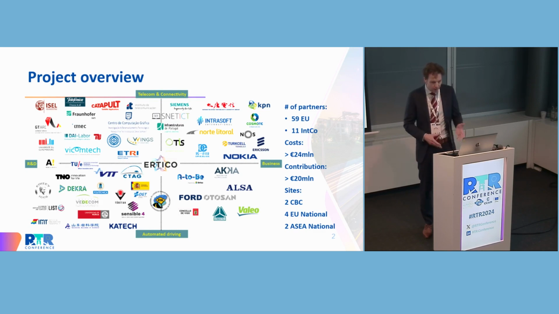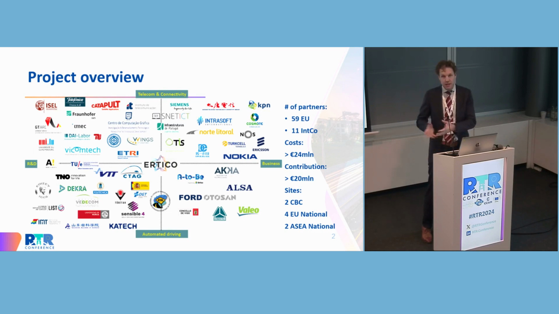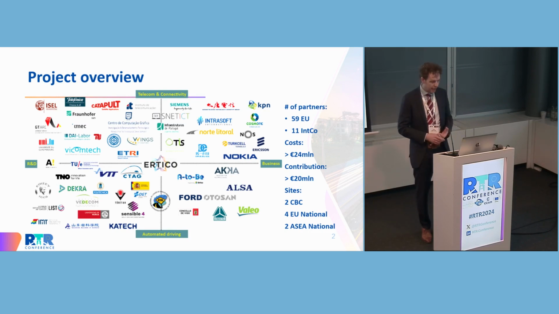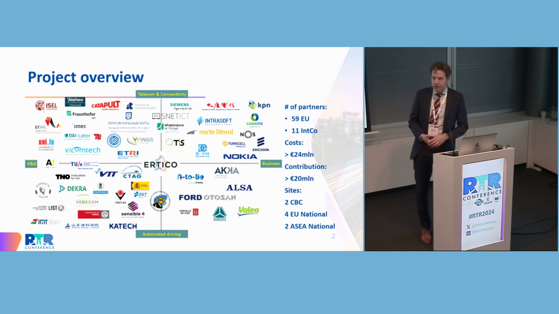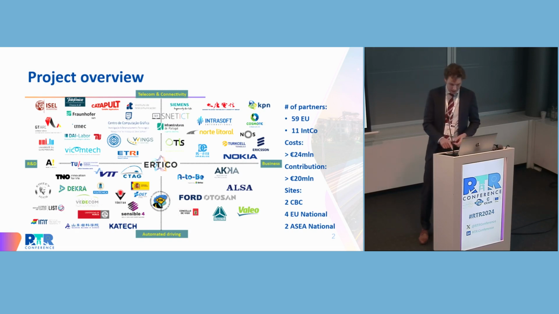So, if you look at it, we range from business, like the Nokias and the Ericssons, the vendors and the telecom operators like the KPNs and Cosmotes. On the business side, we also have placed the public authorities like Noord-Literaal, for example. All the way to R&D, where we have universities and institutes like ICCS, TUB and CTAC. And we also run from automated driving, for example, Ford Otosan or KTEG towards telecom and connectivity. And then you get into catapults, etc., and the Siemenses. We have over 24 million in costs and a contribution of over 20 million.